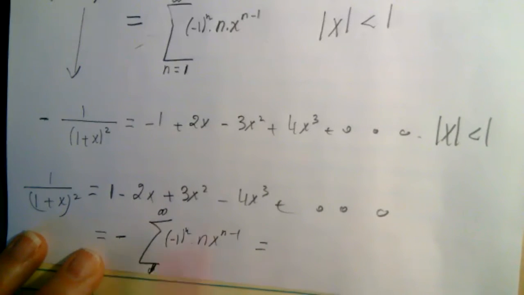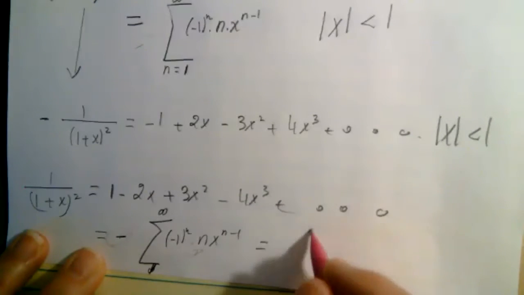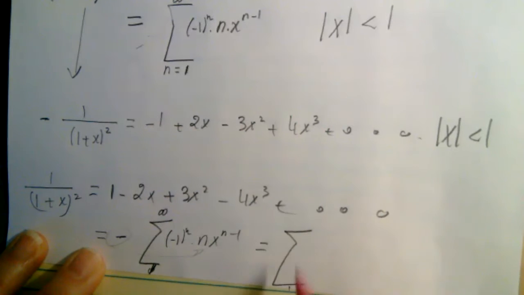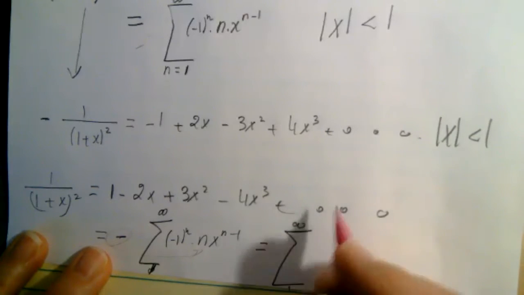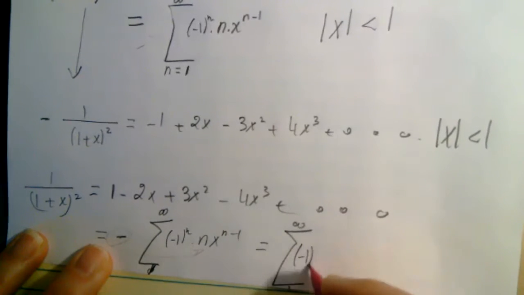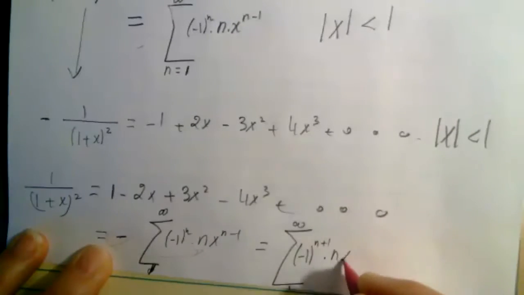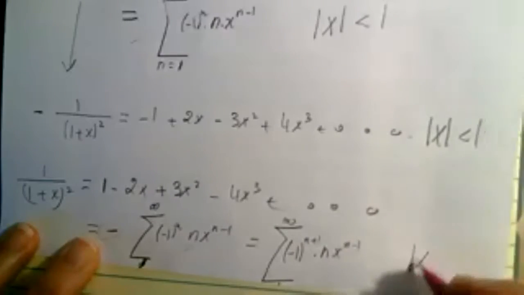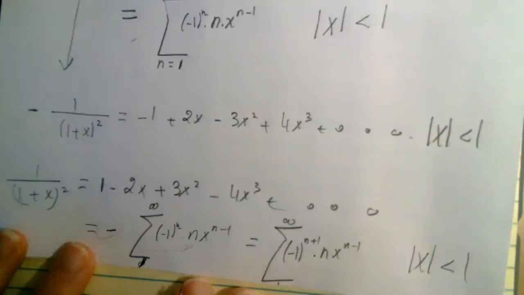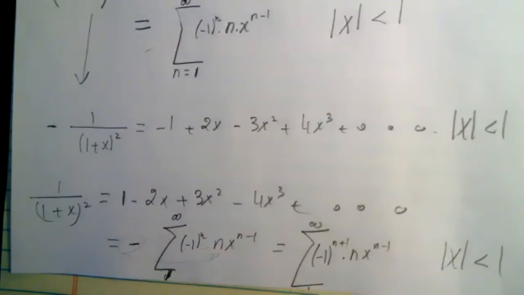Now we can bring the minus inside. And if I bring the minus inside, what will happen? The (minus 1) to the n is going to increase by 1, and x to the n minus 1. And this holds when absolute x is less than 1. Does that make sense?